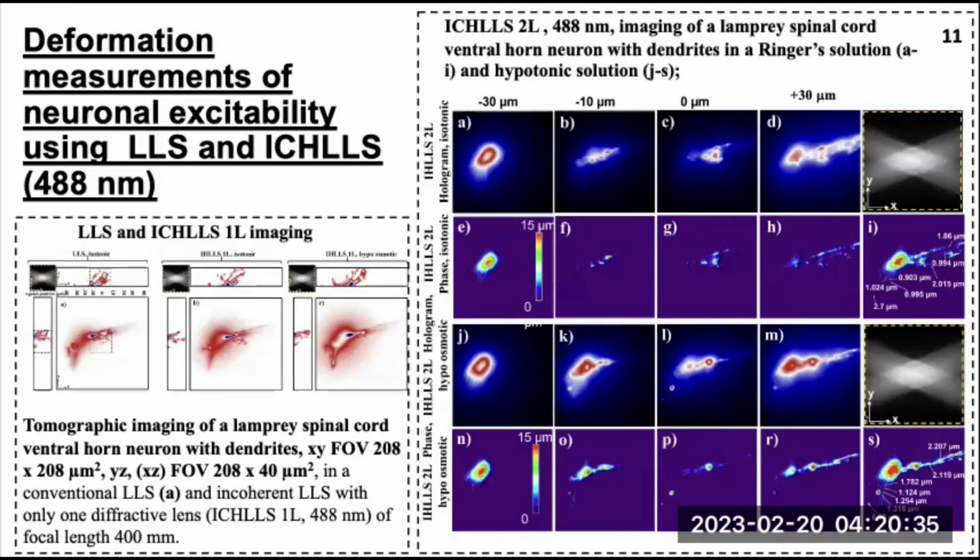Here is an example of deformation measurements of neuronal excitability. A neuron was filled with dye, and the osmolarity of the superfusate was altered by adding water to cause a change in volume. The analysis indicates that the technique can resolve sub-micrometer size changes in these images over here.